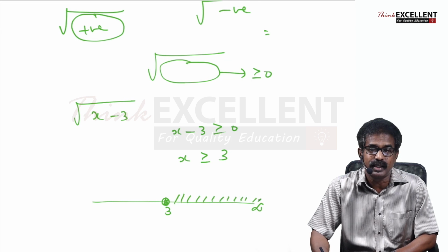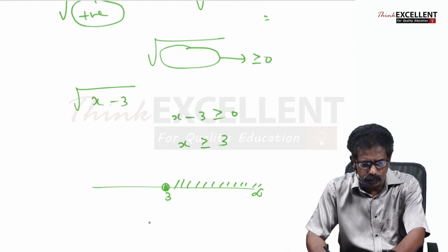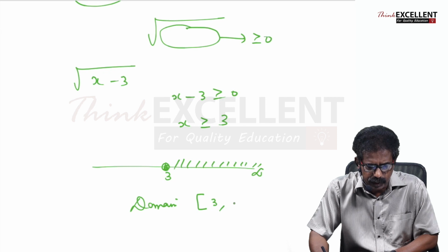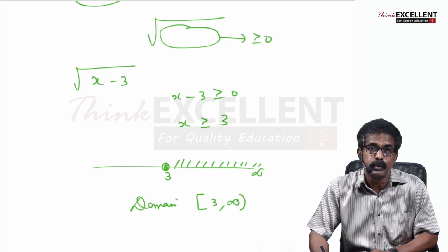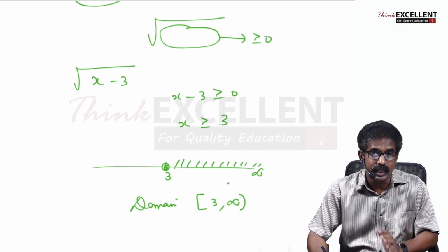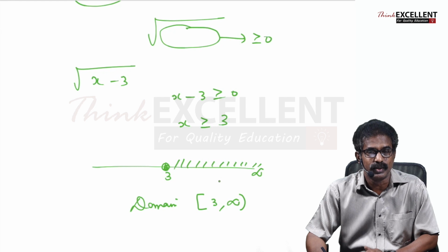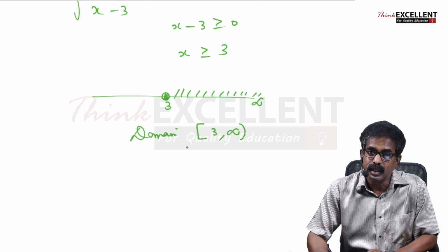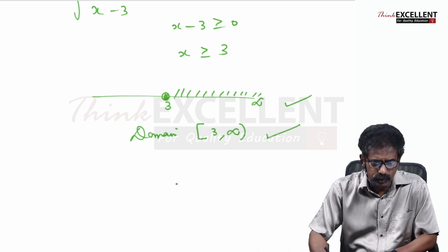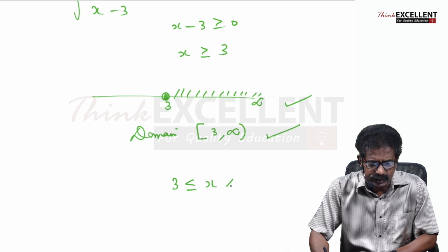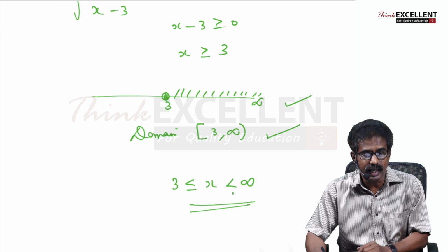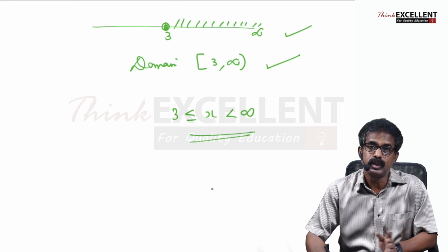Hope you understood. Last class I did all these things, right? So what is the domain here? The domain is the closed interval 3 comma infinity. Infinity you have to put open interval. All these basic things I explained in my previous video, so those who have not watched, please watch that also. Now you can write the answer in this form, or you can write using inequality. How? 3 less than or equal to x less than infinity. Hope you understood. 3 is also included.